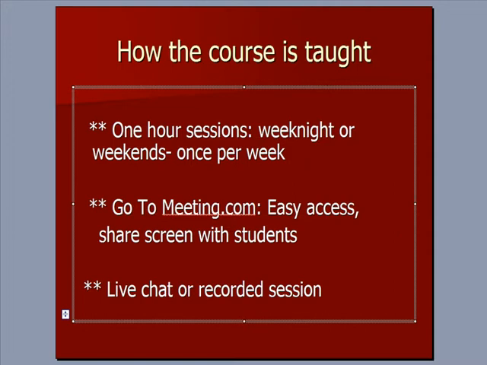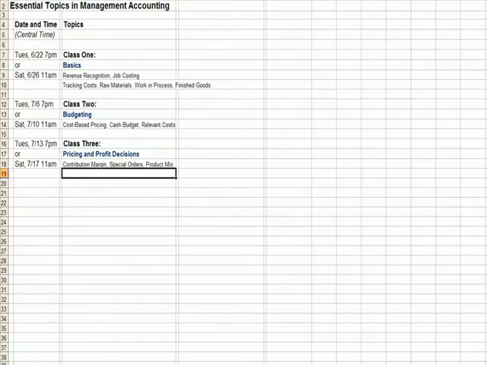I want to jump over to Excel here and show you the topics that we're going to cover in management accounting. If you saw the essential topics in cost accounting, it's similar in that we do it in 3 1-hour sessions. These are based on the most accessed videos on YouTube. So these are the subjects that people who watch the videos on YouTube most often access, request, and watch. So in class 1, we cover the basics: revenue recognition, job costing, how do we figure costs per job, and then particularly in a manufacturing environment, tracking costs from raw materials to work in process to finished goods.